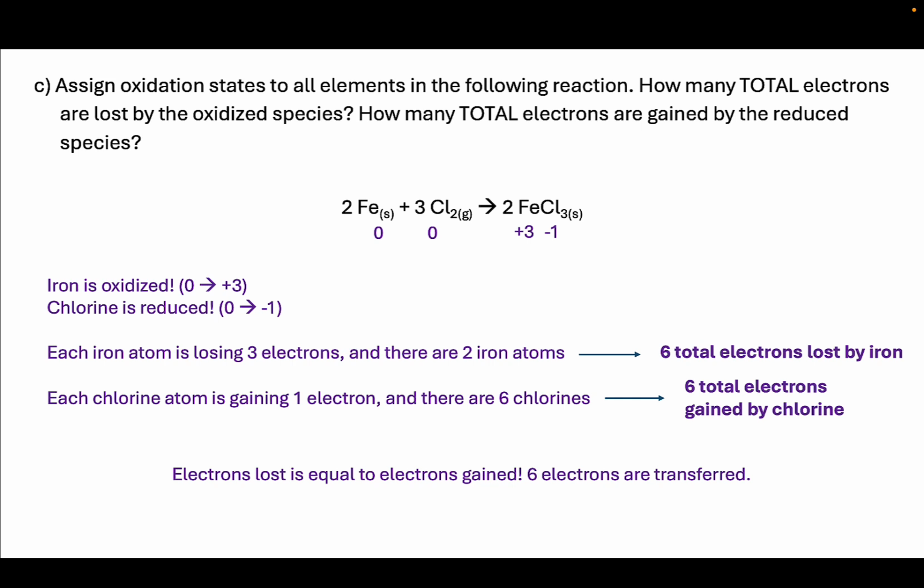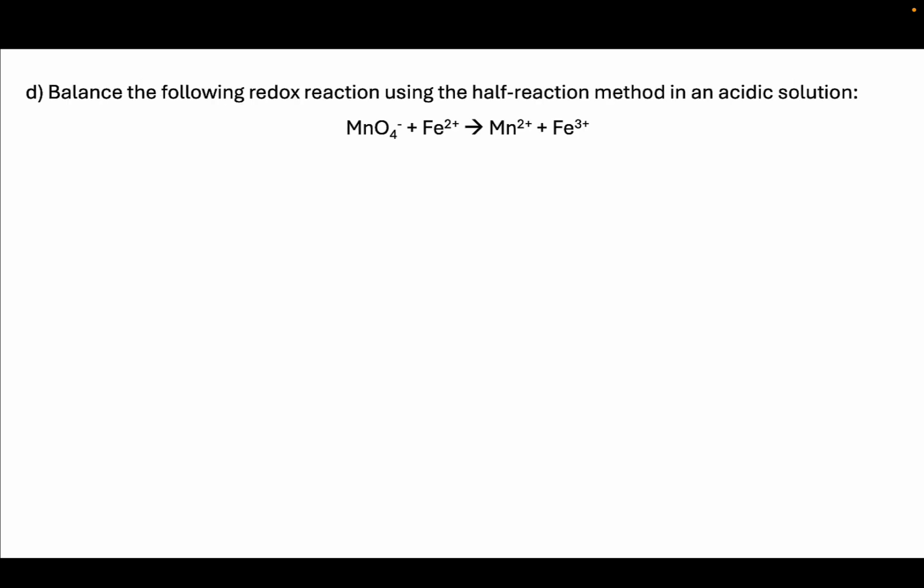When we look at this reaction, what we see is the transfer of 6 electrons, and we can determine that just based on the balanced chemical reaction and breaking it down a little bit.